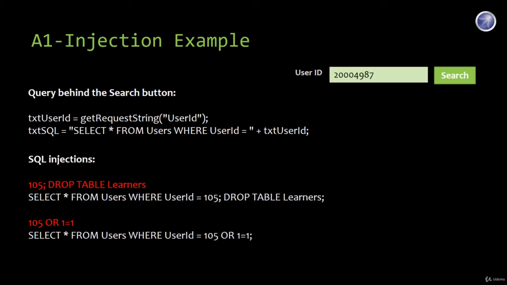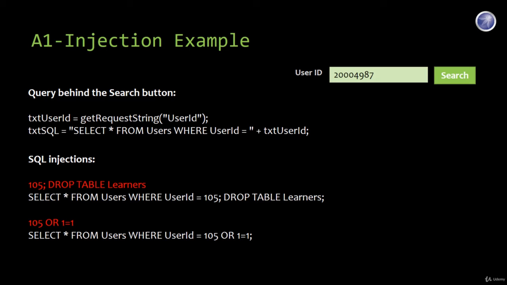Now suppose that instead of a user ID we just put 105; drop table learners. So what will the SQL query turn into? It will be select star from users where user ID equals 105. This will be executed, and the other query that will be executed is drop table learners. You will delete the learners table.